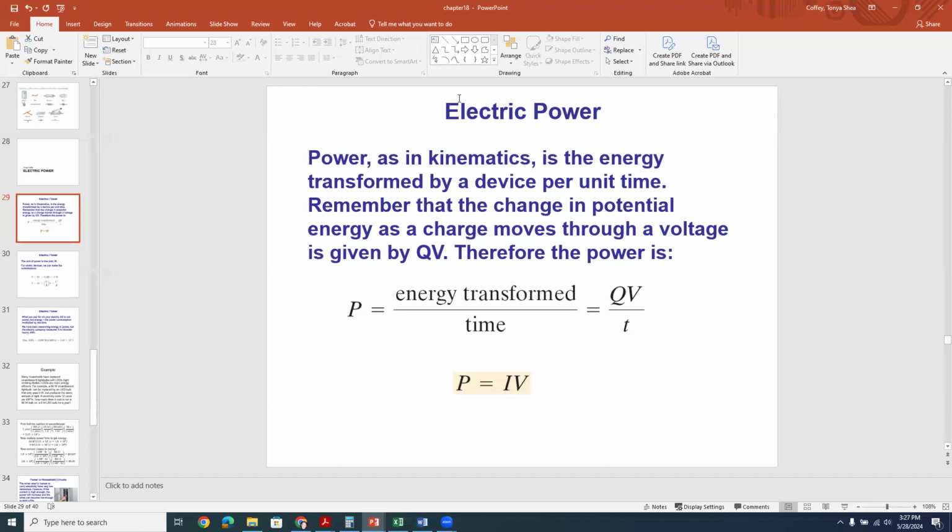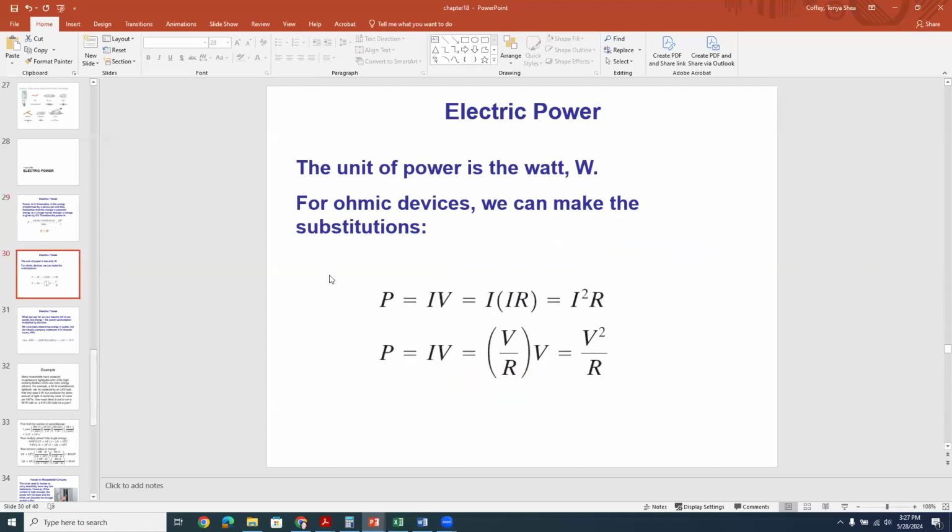Now, we've already defined the current in a previous lecture as the charge divided by the time. And so Q over T is I. So we can write the power, electric power, is equal to the current times the voltage. Now, just like in our last semester of physics, the unit of power is an energy per time, which is a joule per second. And the SI unit of 1 joule per second is 1 watt. So 1 watt is 1 joule per second.